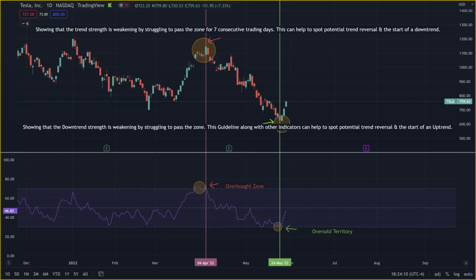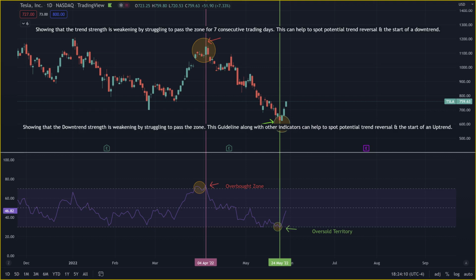So here is Tesla's daily chart. The RSI indicator has a value ranging from 0 to 100, which value over 70 technically places the security in overbought territory, and value under 30 places the security in oversold territory. Please pay attention to the highlighted area.